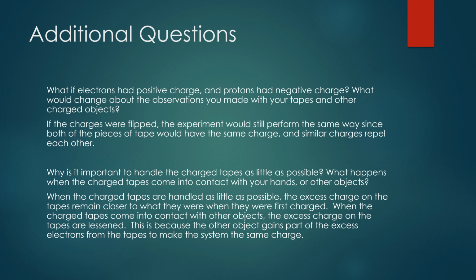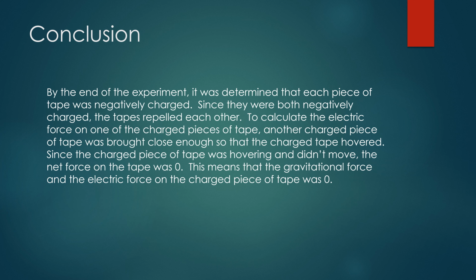By the end of the experiment, it was determined that each piece of tape was negatively charged, and since they were both negatively charged, the tapes ended up repelling each other. And to calculate the electric force on one of the charged pieces of tape, another charged piece of tape was brought close enough so that the charged tape hovered, and the separation distance was then noted. And since the charged piece of tape was hovering and didn't move, the net force on that piece of tape was 0. This means that the gravitational force and the electric force on the charged piece of tape were equal and opposite.